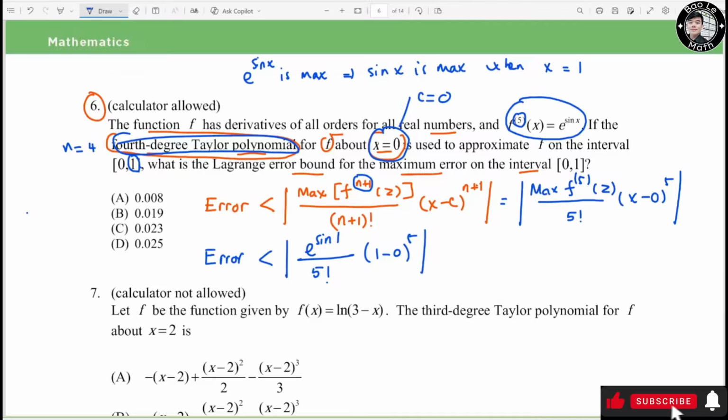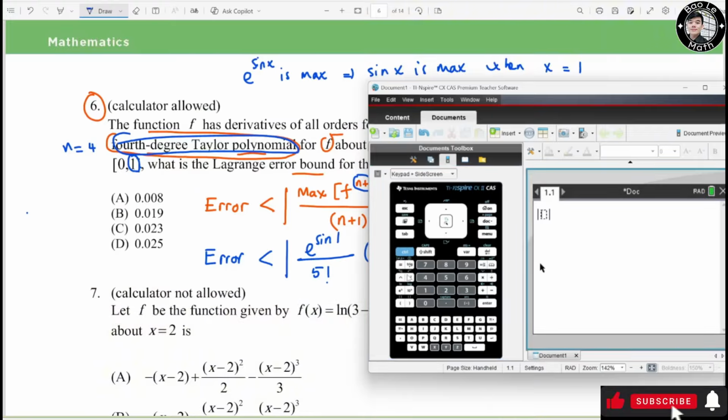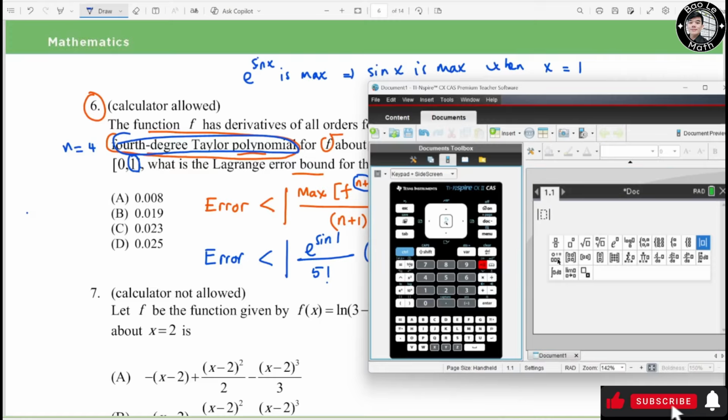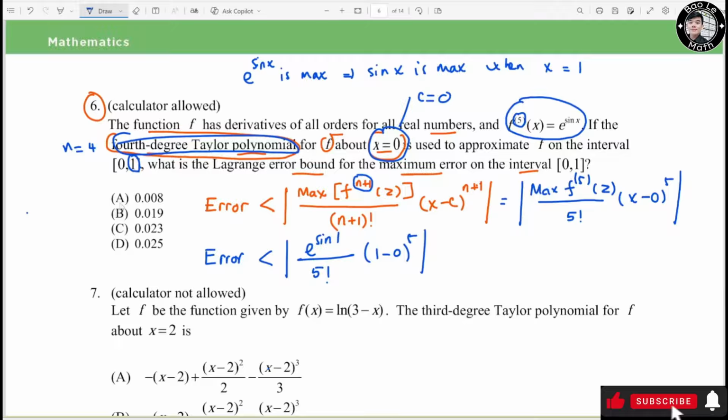Now we're gonna bring up the calculator, hit this button right here, input the absolute value sign right here. Hit this button, input the fraction, e to the sine of 1 over 5 factorial. Hit control and the button right here, input the factorial, and then press control enter. It's gonna be 0.019. So the answer must be B.